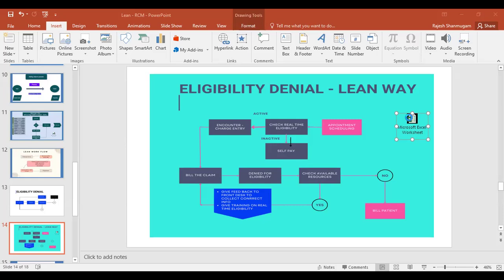Okay, and the next one is spend down. I don't know how many people have come across spend down. Spend down is a Medicaid plan. The patient may show as active for that Medicaid, but when you bill, you will get a spend down denial, right? That means the patient has to spend.